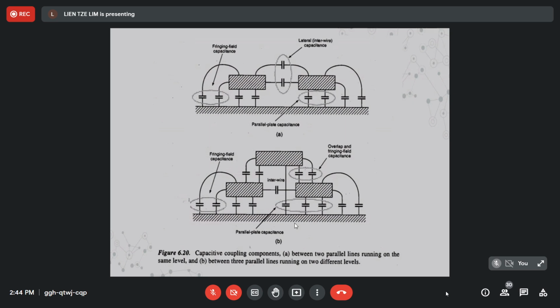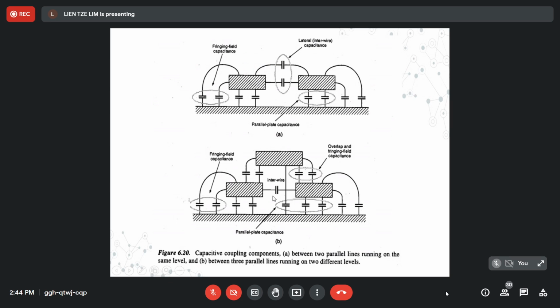So I will show the figure 6.20. There are two structures here, you see. In this structure, there is only one level of wire. The wires are adjacent to each other. So this is inter wire, and there is a fringing capacitance, and there is a parallel plate capacitance.